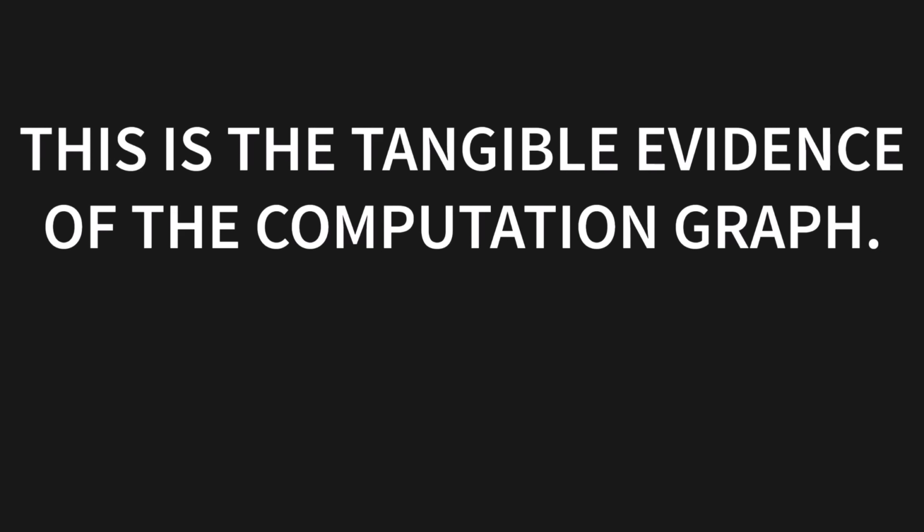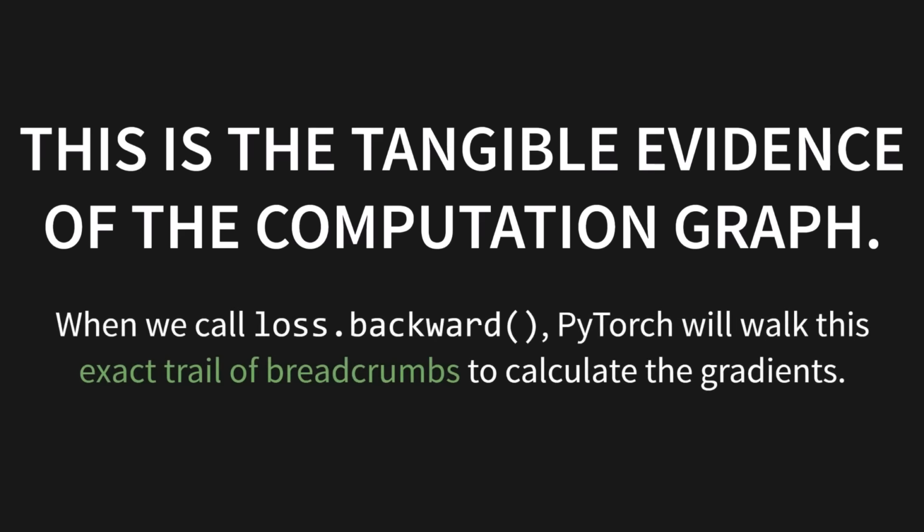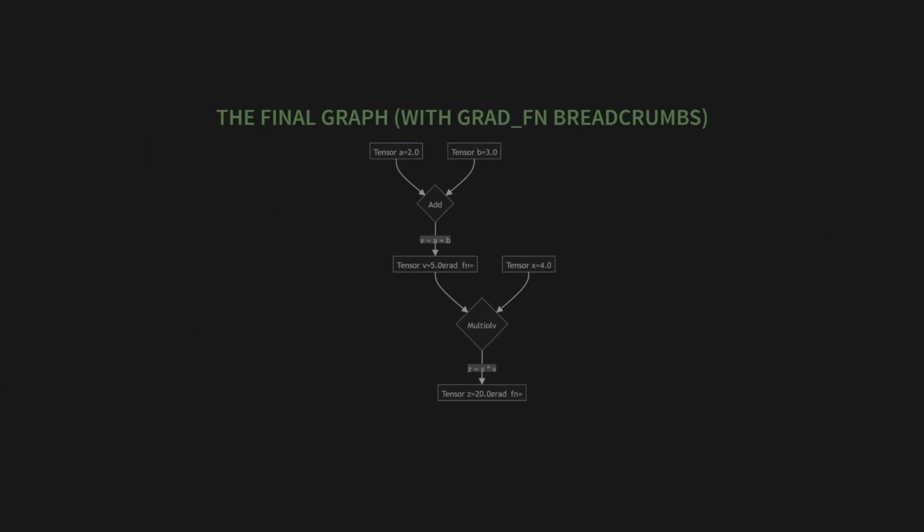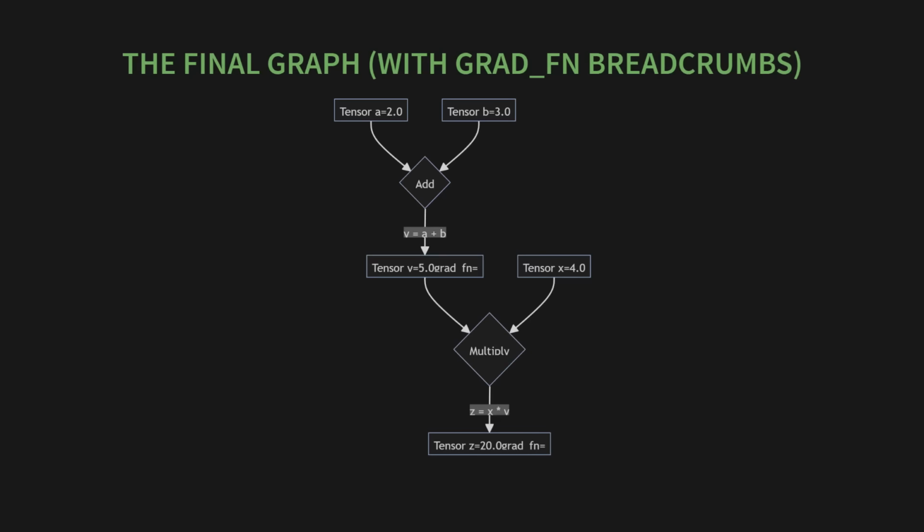When we call loss.backward later on, PyTorch will walk this exact trail of breadcrumbs to calculate the gradients. Here's what that final graph looks like, with the grad_fn breadcrumbs included. You can see z points back to the multiply operation, and y points back to the add operation. It's a perfect map of our calculations.